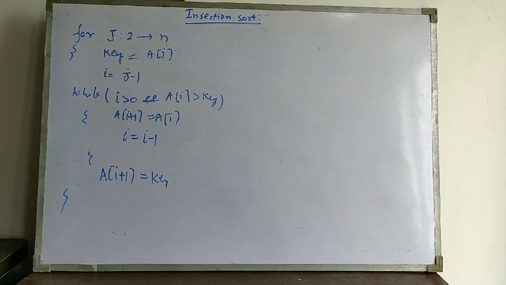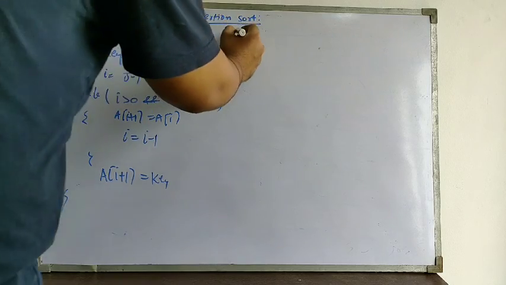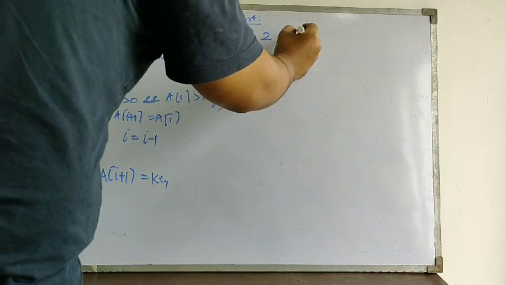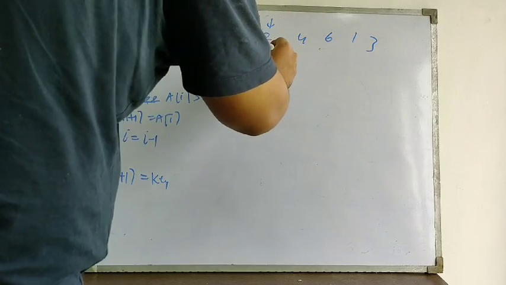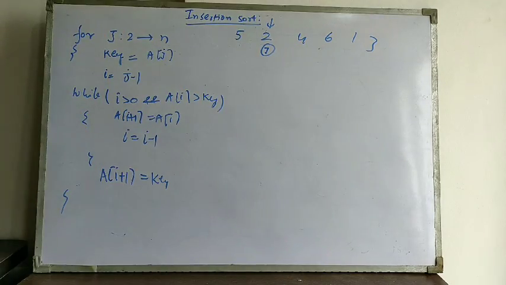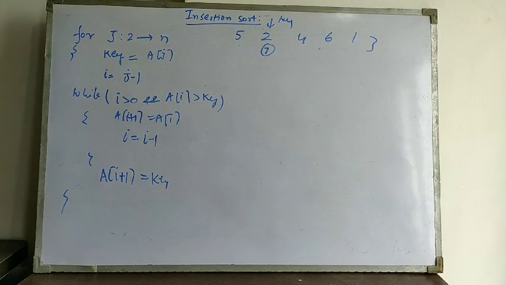Now this is the code for insertion sort. Here I am starting from element number 2 and I am assuming this element is a key. In our example, 5, 2, 4, 6, 1, 3, I am starting from here. So this is the j, and this will be the key. Now I am starting from the second element and I will be j minus 1. So this will be the i.